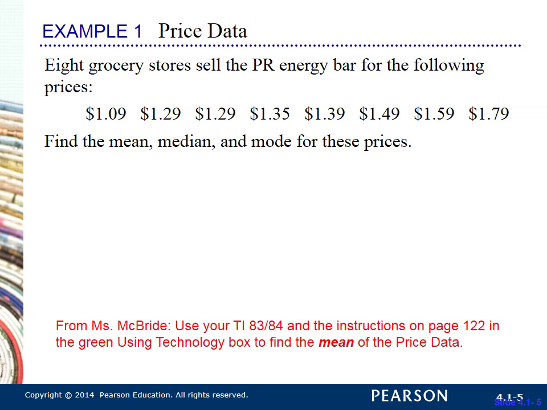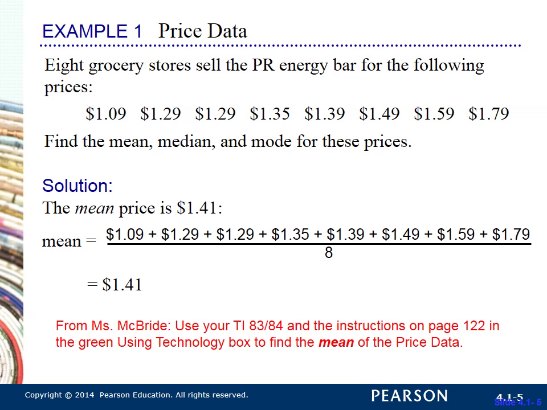All right, so we're going to find the mean, median, and mode, and I'm going to have you use your graphing calculator to do it. So get it out. All right, so here's your mean price. They tell me is $1.41. Okay, so here's an example of money you would just always take to 2 decimal places unless told otherwise.